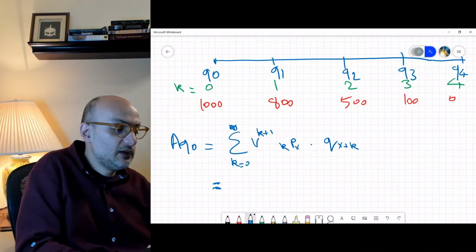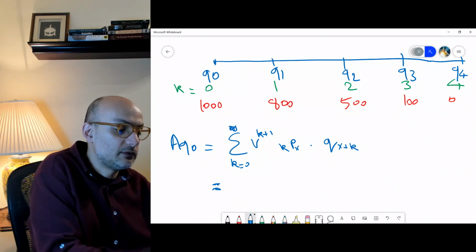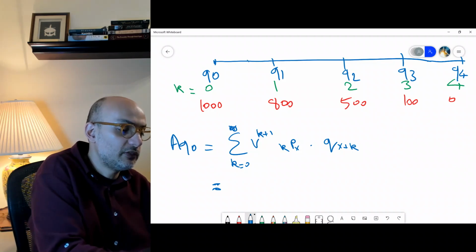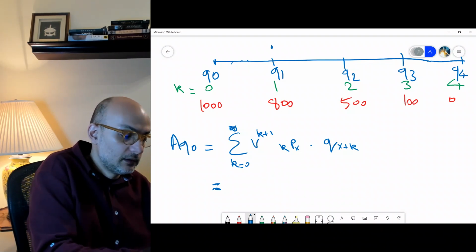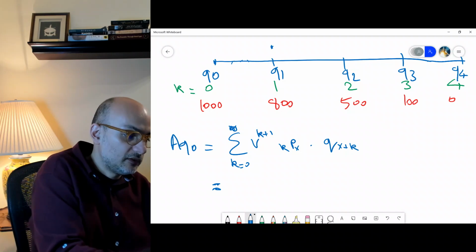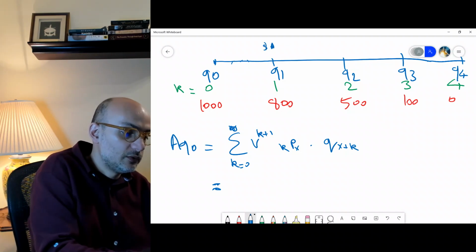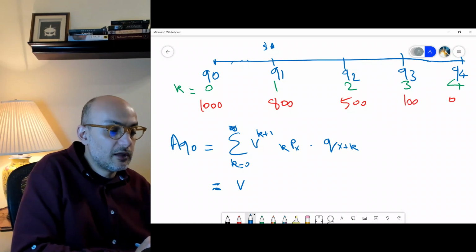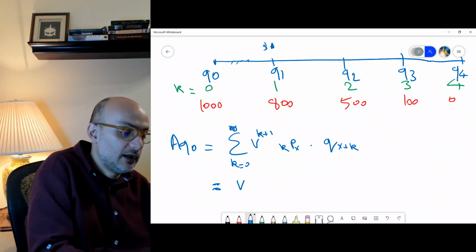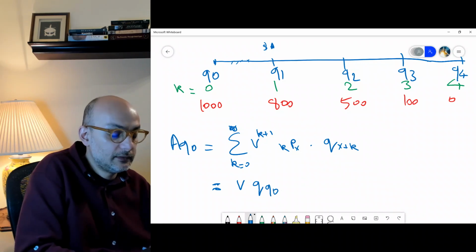The first year is between 90 and 91, so between K0 and K1. If death occurs here, the benefit is paid at the end of the year, here. So we need to discount it. How do we discount it? It's v, right? But we need the probability that death occurs here, and this is q90, right?